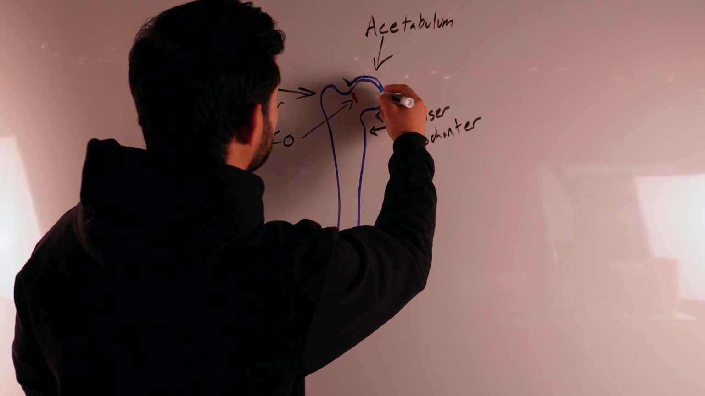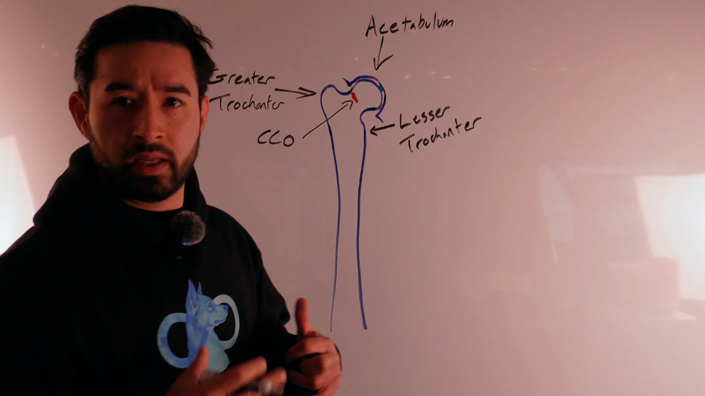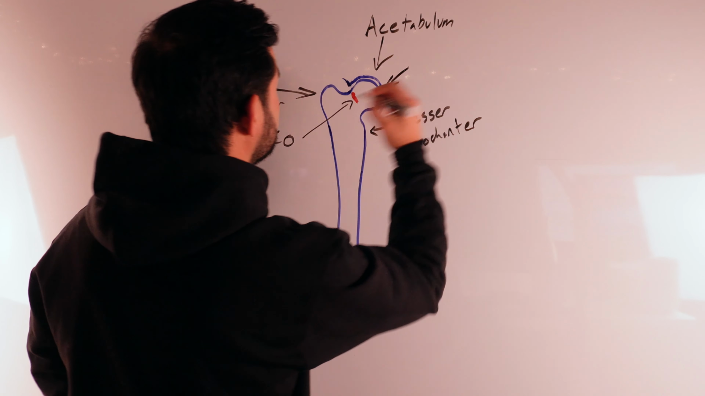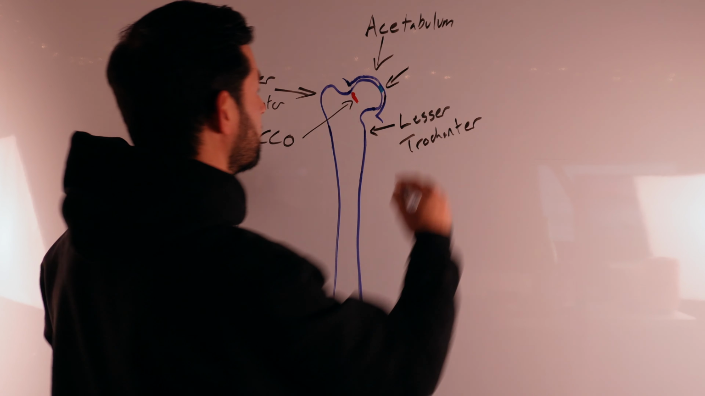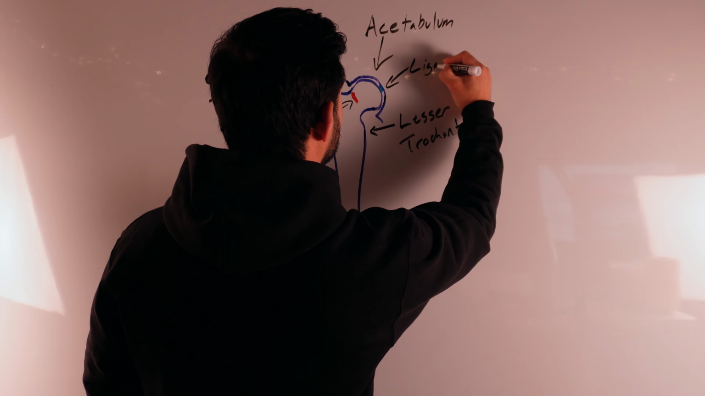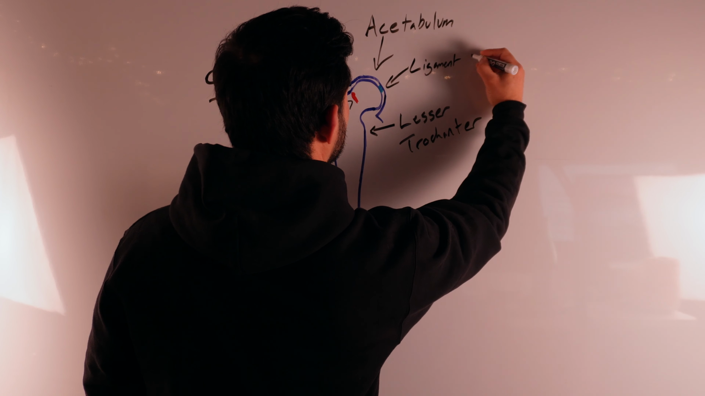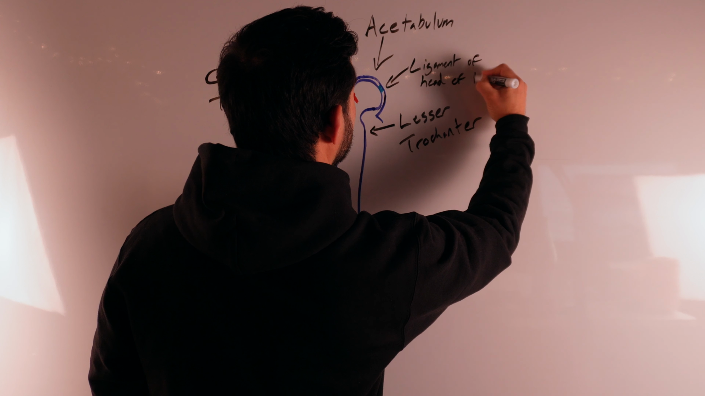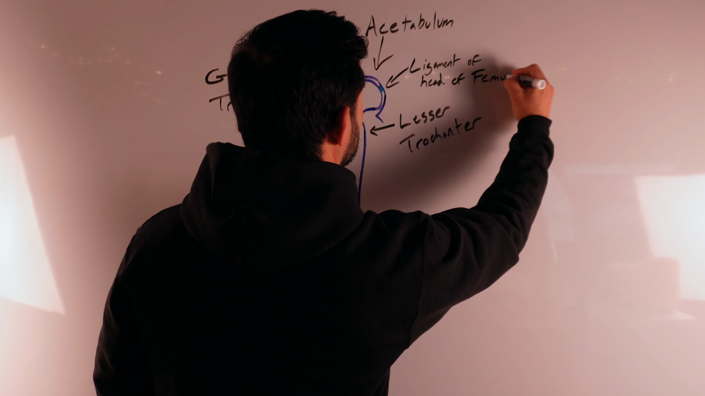And this is the ligament of the femur that connects it into the acetabulum. That is going to be a problem with a lot of dogs with hip dysplasia, where that ligament has laxity. Ligament of head of femur.